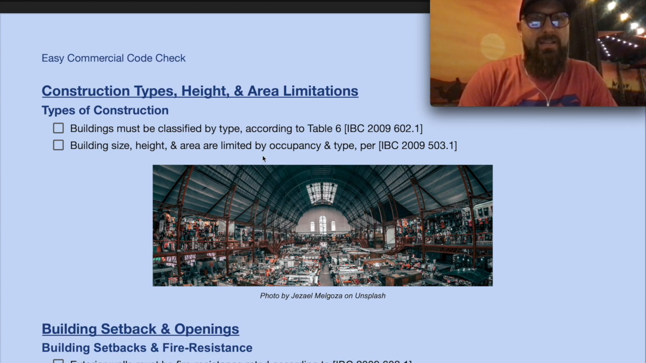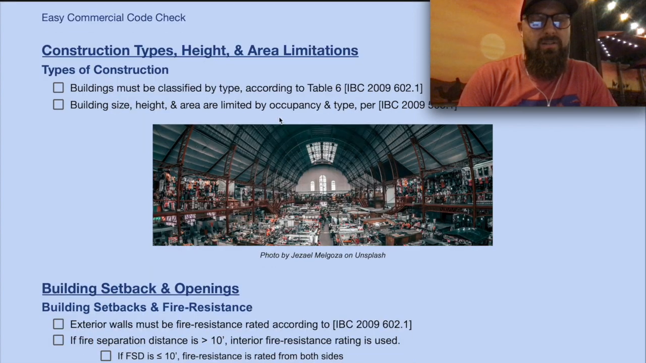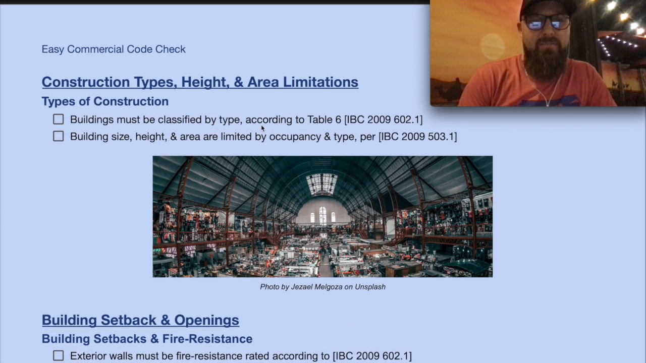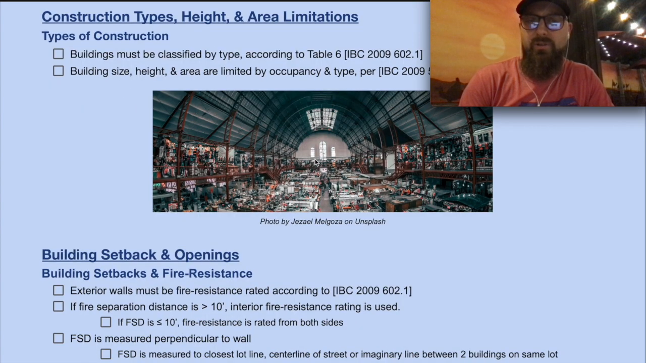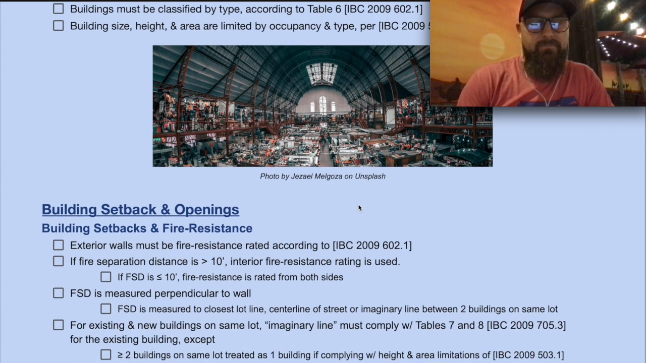Construction types, height, and area limitations. Your buildings must be classified by type according to Table 6 in the IBC 2009 602.1. That's available freely online at the ICC code site. Building size, height, and area are limited by occupancy and type per a similar table that's in 503.1. Here's a sweet photo of an indoor bazaar that who knows what type of building that is.